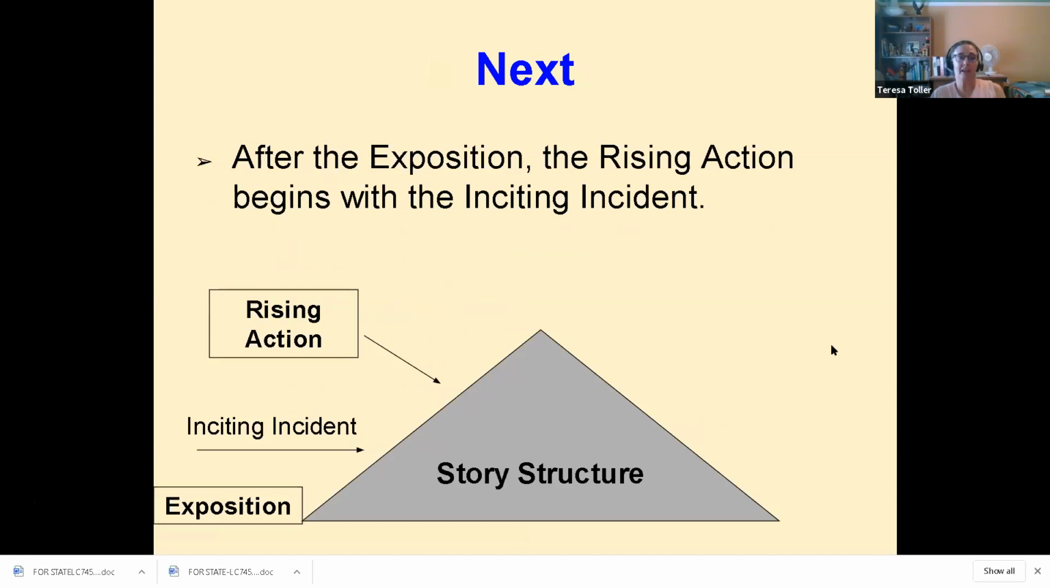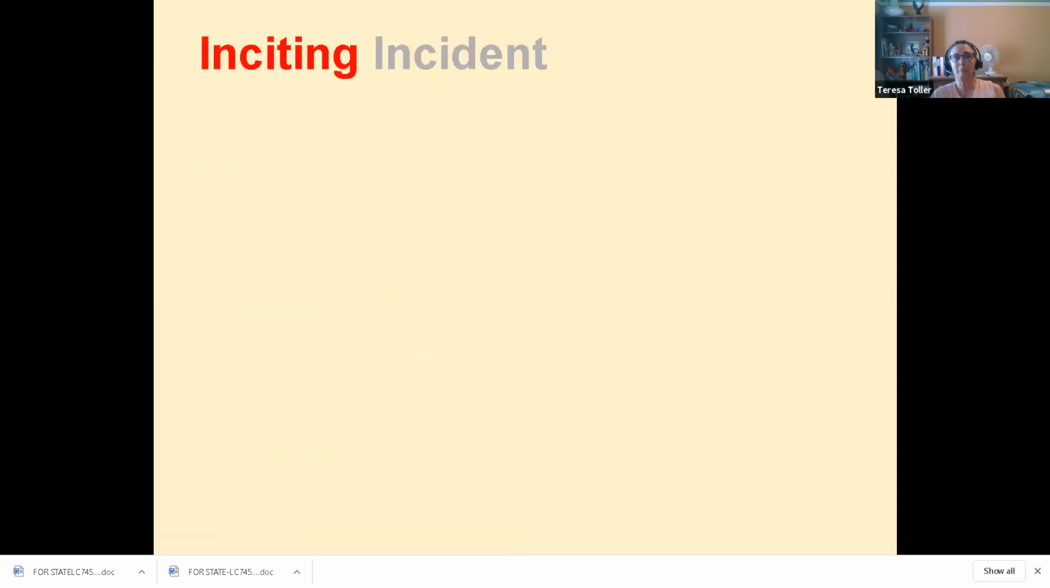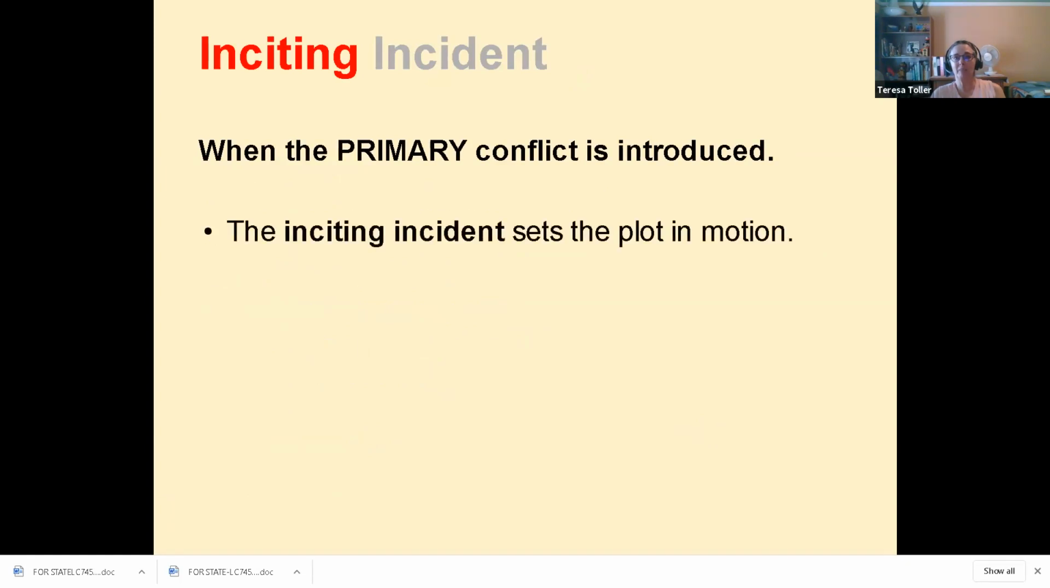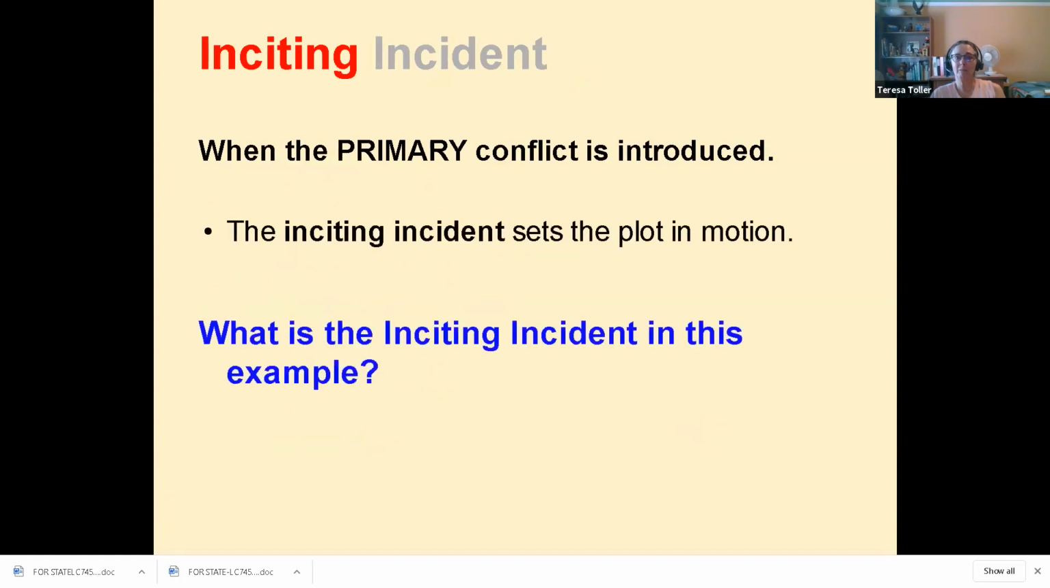Next, after the exposition, is the rising action. And usually the rising action will begin with some kind of event or incident. This is where the primary conflict is introduced and it sets the plot in motion. In Cinderella, what would be the inciting incident?